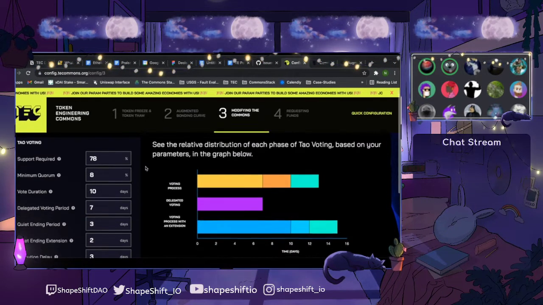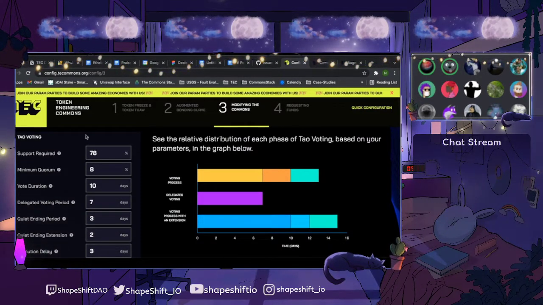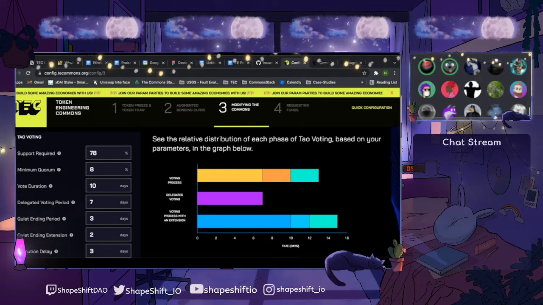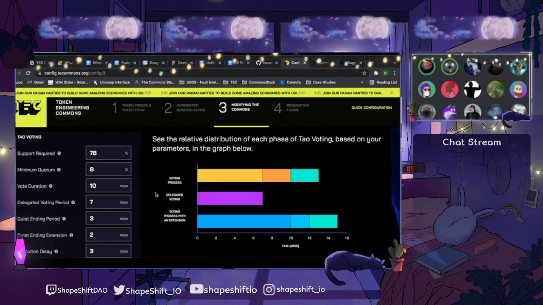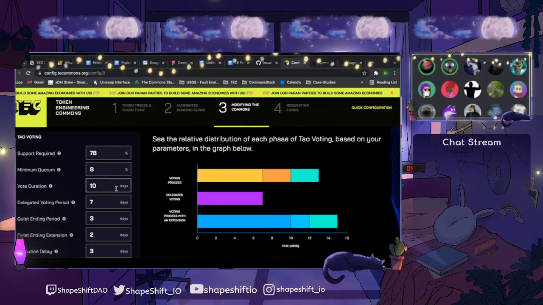And then we go to the Tau. I think most people in the TEC are very big proponents of high support required, low minimum quorum. Vote duration, I like 10 days. Some people like it shorter.